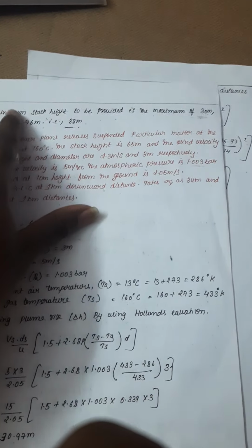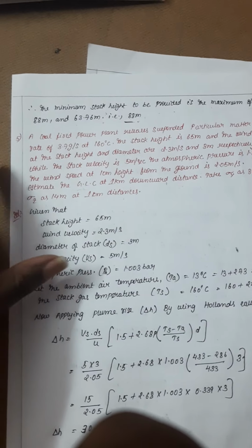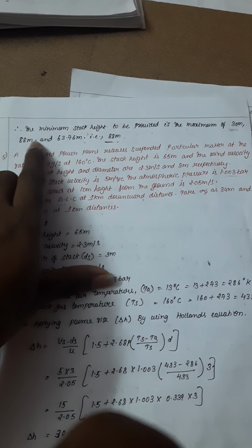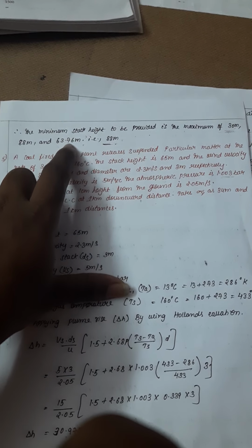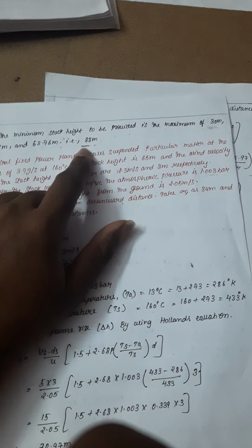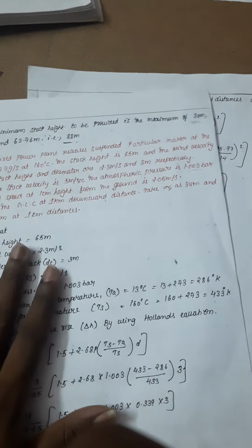Okay, so finally the minimum stack height is provided. The stack height of 30 meters, I have shown in the book recently, will be the constant value. And next, 88 and 63.76 meters. Of these three, we take the maximum value as the minimum stack height. Therefore, 88 is the final stack height.